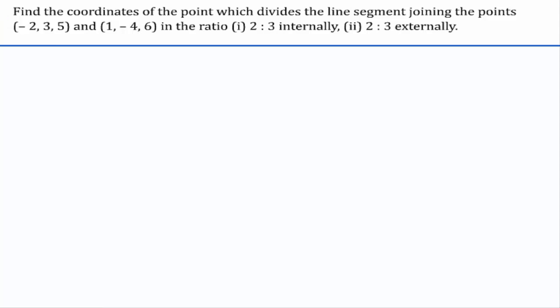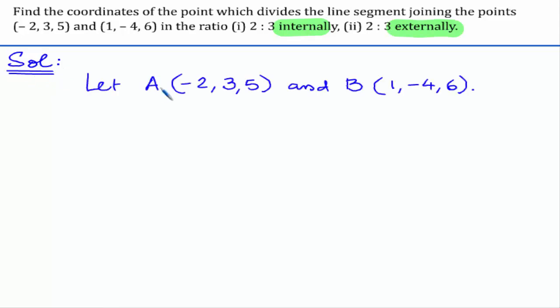In this problem, we were given a line segment joining the 2 points, and we had to find out a point which divides this line segment internally and externally in the given ratio. Let us see the solution for this. Let the 2 points be A and B. A is (-2, 3, 5) and B is (1, -4, 6).